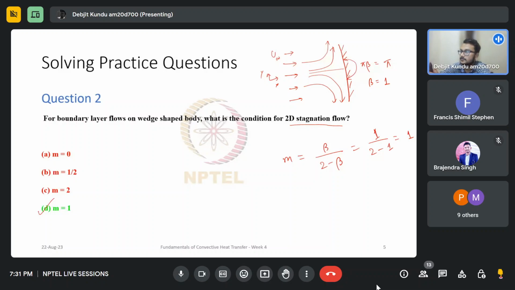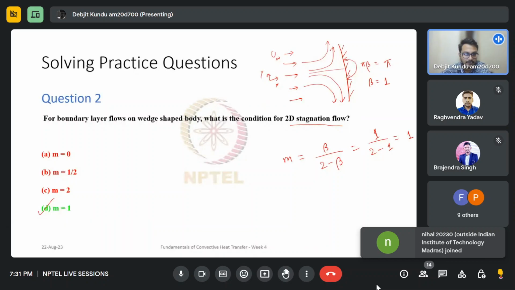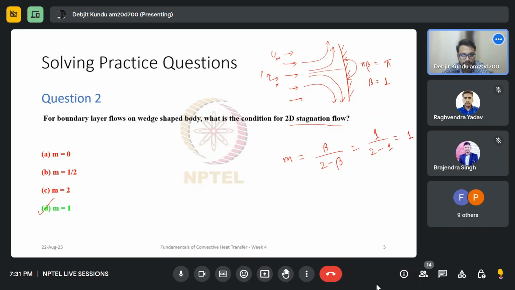Okay, so we will move on. Sir, in case of the 3D flow, what value of m? See, for 3D flow, this kind of formulation itself breaks down. So it would become something entirely different. That would be way more complicated than this, which is out of the scope of our discussion right now.